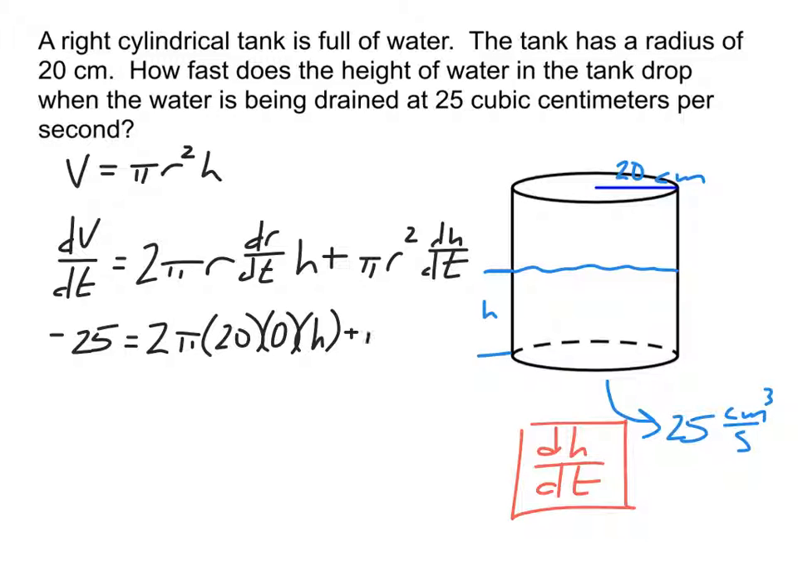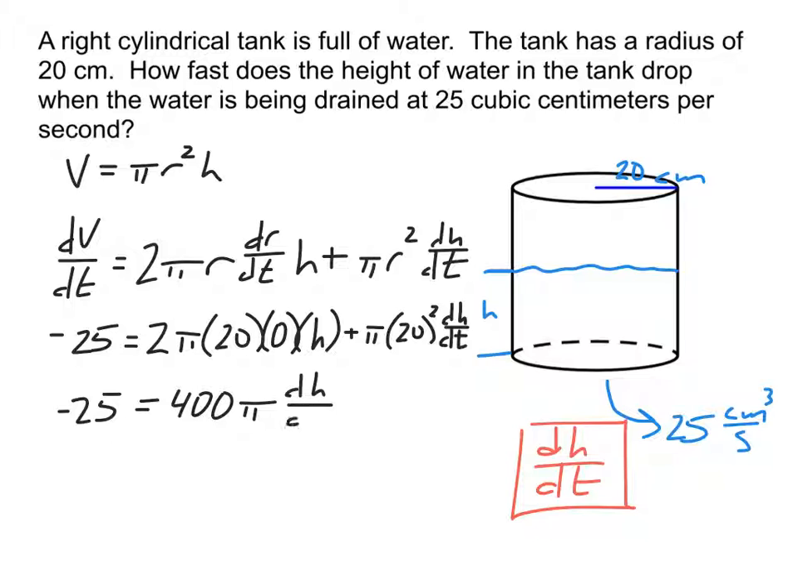All right, plus pi times r, 20, squared, dH over dt. Now I don't know what dH over dt is, but I don't need to, because of course that's what I'm looking for. That's what I'm trying to solve. So first thing is, that whole thing that's multiplied by 0, it's going to go away. So we know we end up with negative 25 equals pi times 20 squared. Well, pi times 20 squared, let's go ahead and just call that 400 pi, times dH over dt.